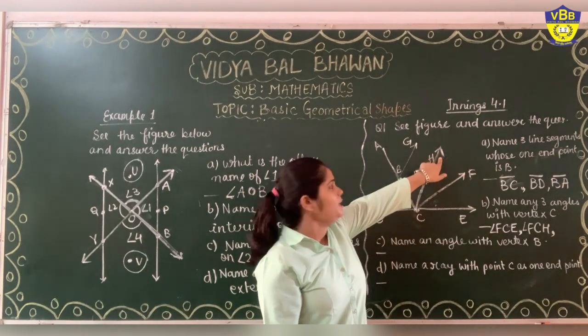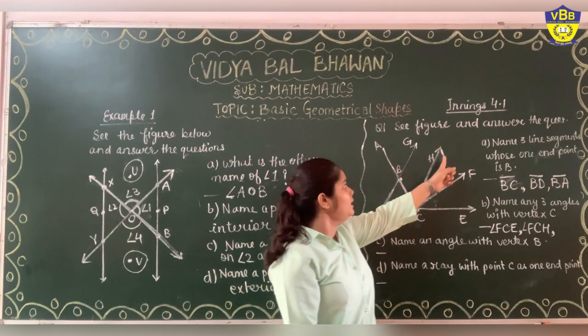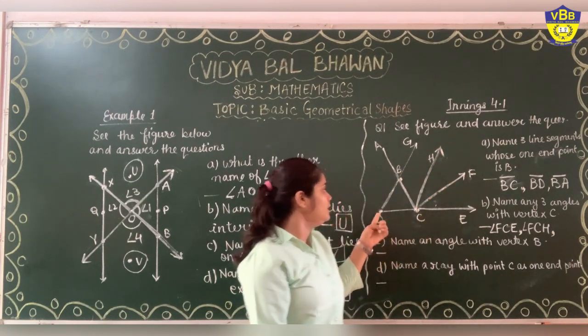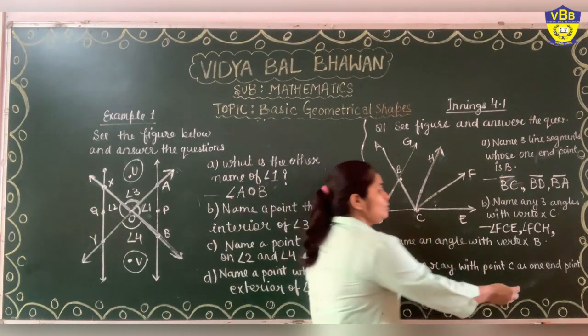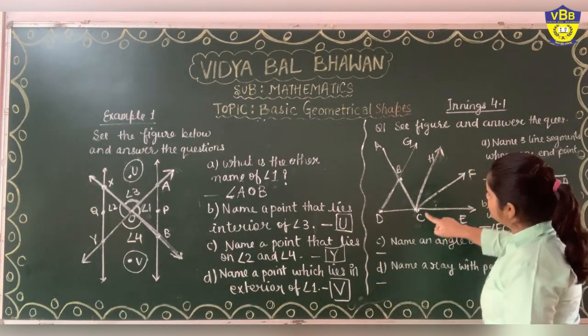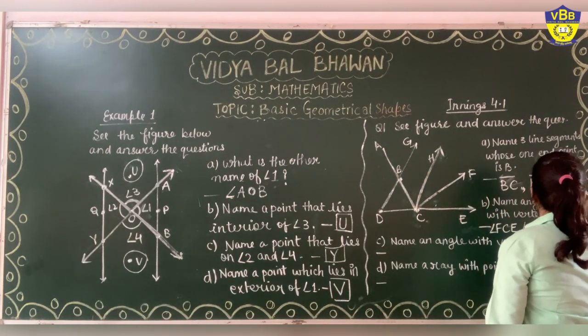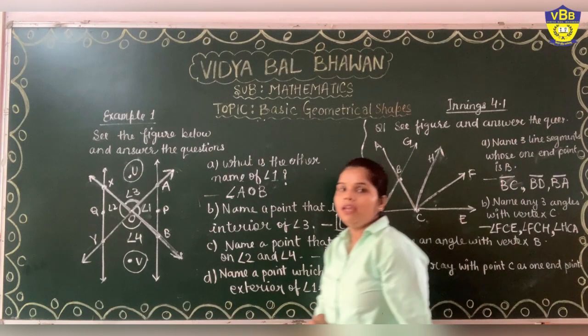Next can be HCA, or it can be HCD. So you have to just write 3. So we are writing angle HCA.